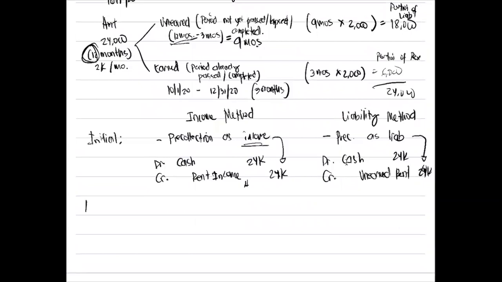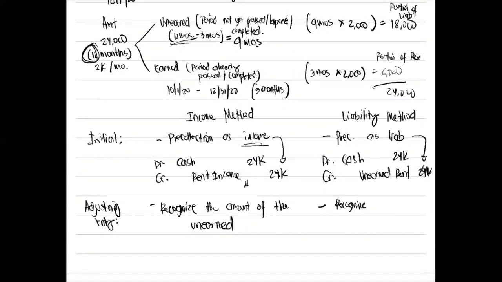Okay. How about in our adjusting entry? Sabi natin, under income method, you need to recognize the amount of the unearned. Dito naman, under liability method, we need to recognize the amount earned.